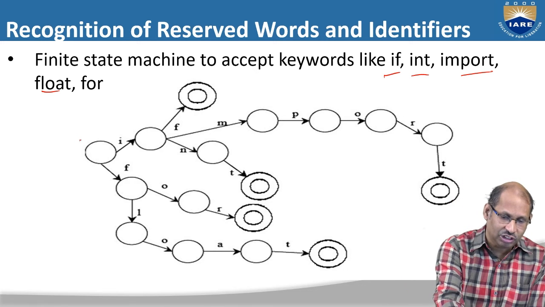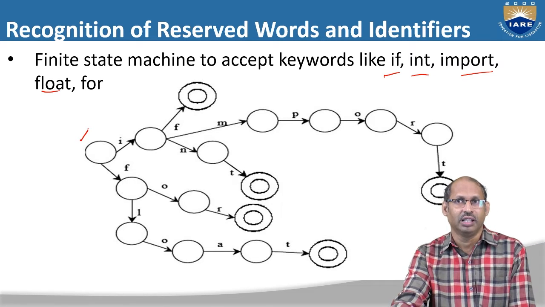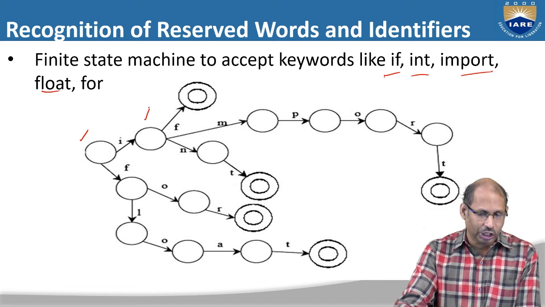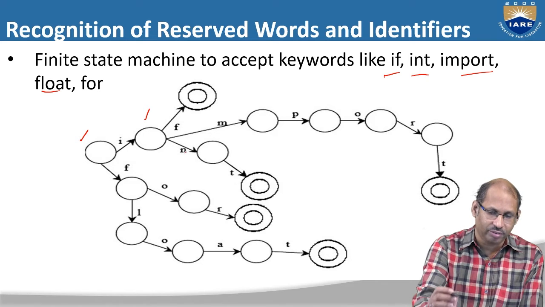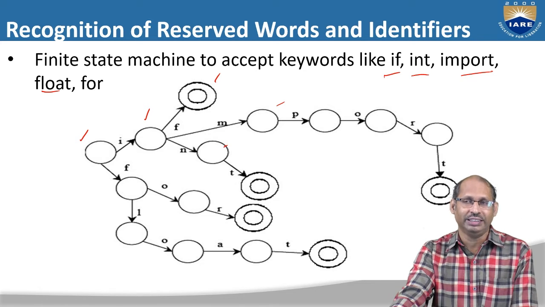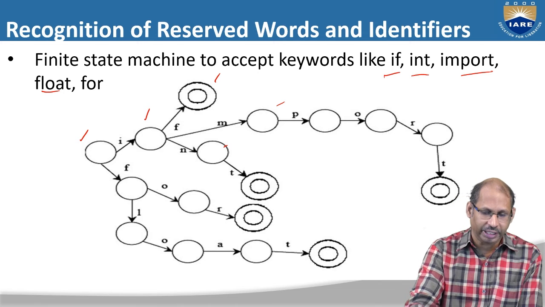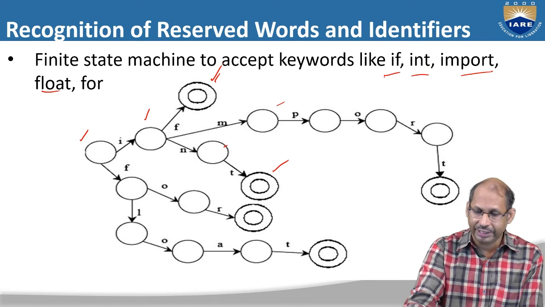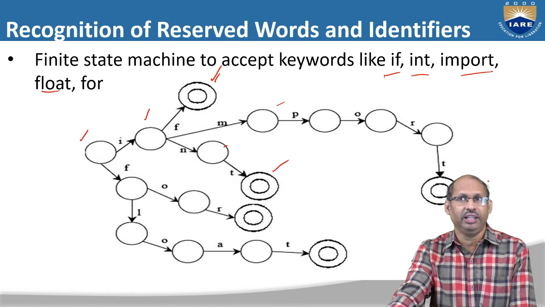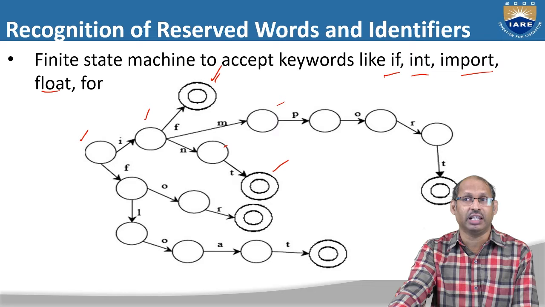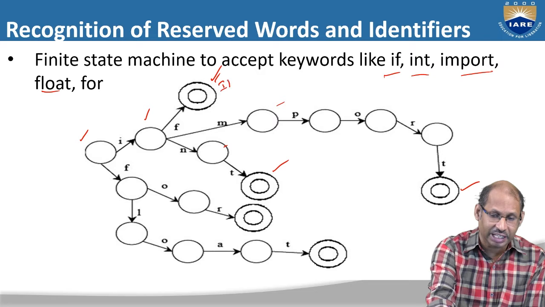First it starts with the initial state. Then if I is the input, go to this one state. Then depending on the input, if it is m or n, it may go to the respective transition states. And if it is followed by int t, it goes to the int keyword. If it is an if keyword or import keyword, it will move from one state to another by reading the character one by one, and it may reach the final state. If it reaches the final state here, we say it is an if keyword.